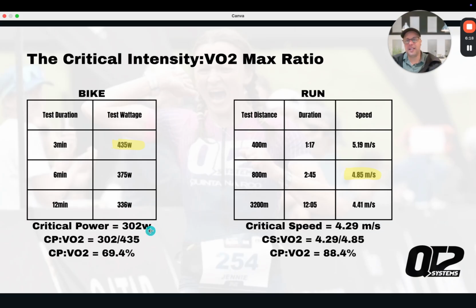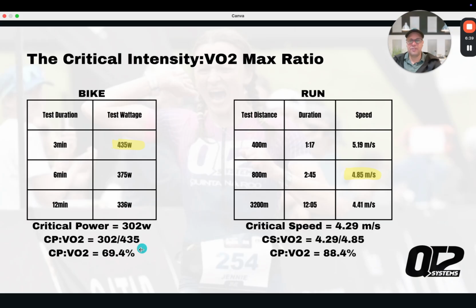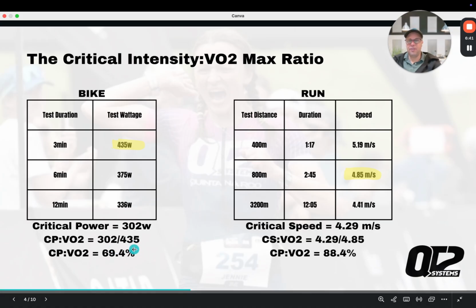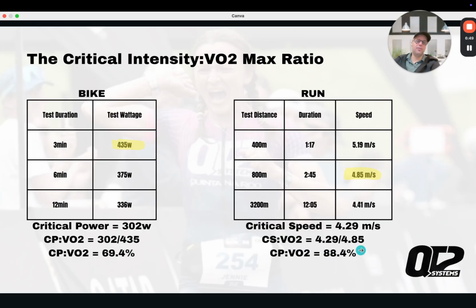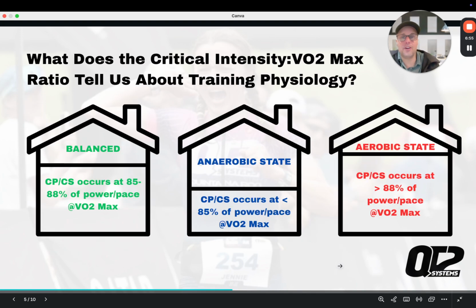So the critical power for this athlete is 302 watts. Critical speed is 4.29 meters per second. To take the ratio, all we do is take the ratio of their critical power or critical intensity to their power or pace at VO2 max. We just take their critical power and divide it by their power at VO2 max. 302 divided by 435 equals 69.4%. And on the run side, 4.29 meters per second divided by 4.85 meters per second, which is 88.4%. So what does all that mean?